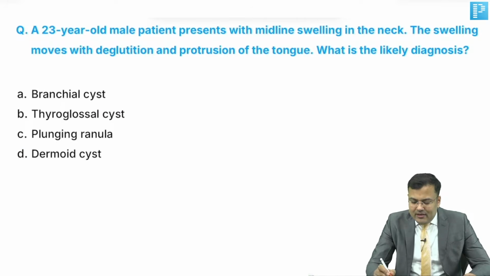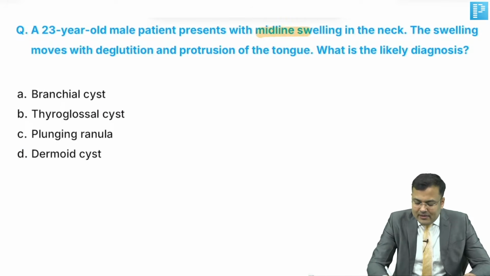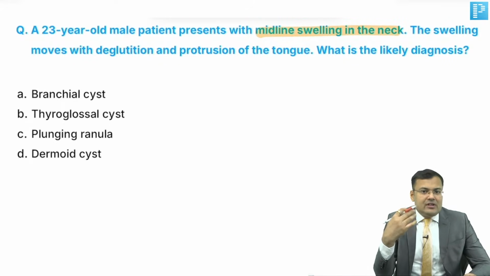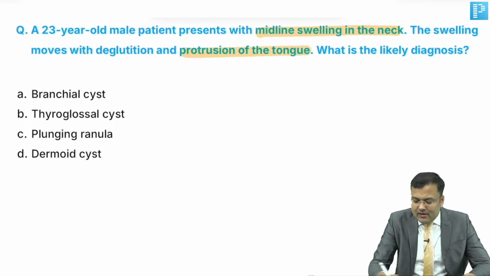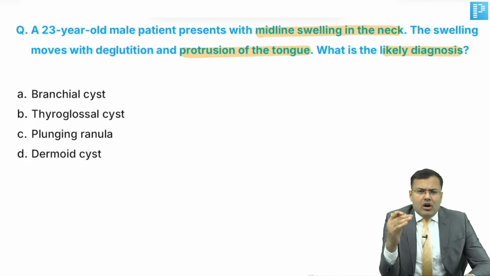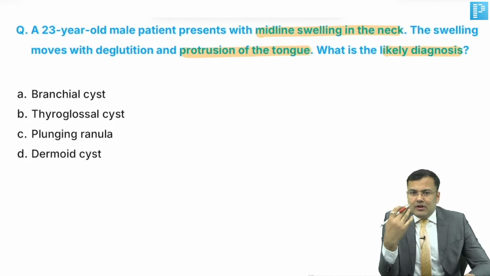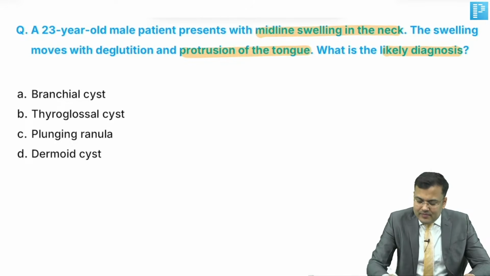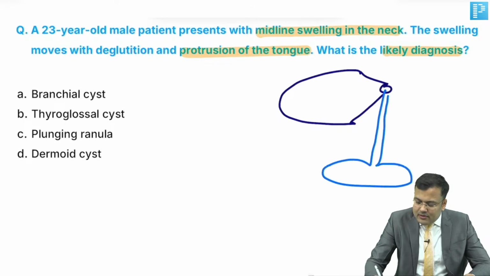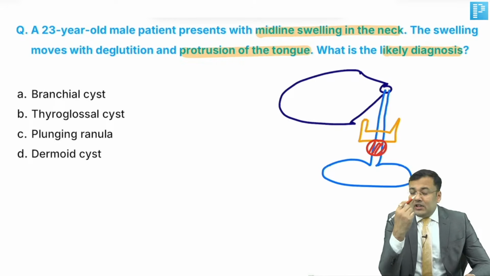A 23 years old male presents with midline swelling in the neck. Swelling moves with deglutition and, most important, on protrusion of the tongue. What is the likely diagnosis? You know, all thyroid swellings move with deglutition, but only one swelling moves up on protrusion of the tongue. Which one? You can see here, this is the tongue. This is the foramen cecum, and this is the thyroglossal tract. And this is the hyoid bone. Where is the cyst? Infrahyoid or subhyoid. Since it is attached to the tongue, whenever a person protrudes the tongue, the swelling moves up.